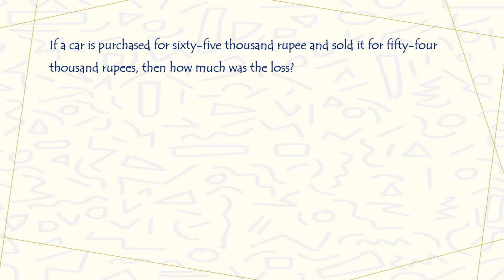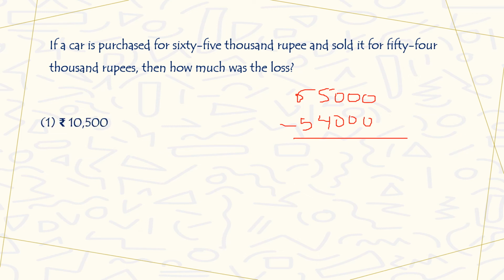If a car is purchased for 65,000 rupees and sold for 54,000 rupees, then how much was the loss? It is also a very simple question. You all have to simply subtract the values and get the answer. If a car is purchased for 65,000 rupees and was sold for rupees 54,000, you will subtract and get the correct alternative.